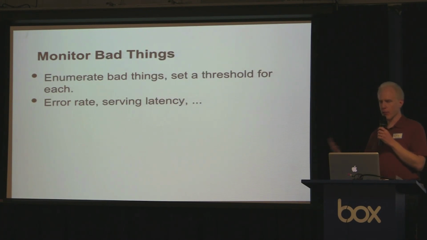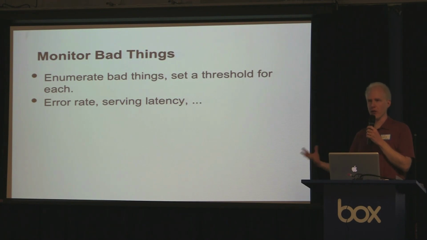So, the basic technique, this is monitoring 101. You watch out for bad things, things that you don't want to have happen. You don't want to serve error pages. You don't want your site to be slow. So you measure these bad things. You put in some kind of threshold so that if there are more than this many bad things in a certain time period, then you get alerted.